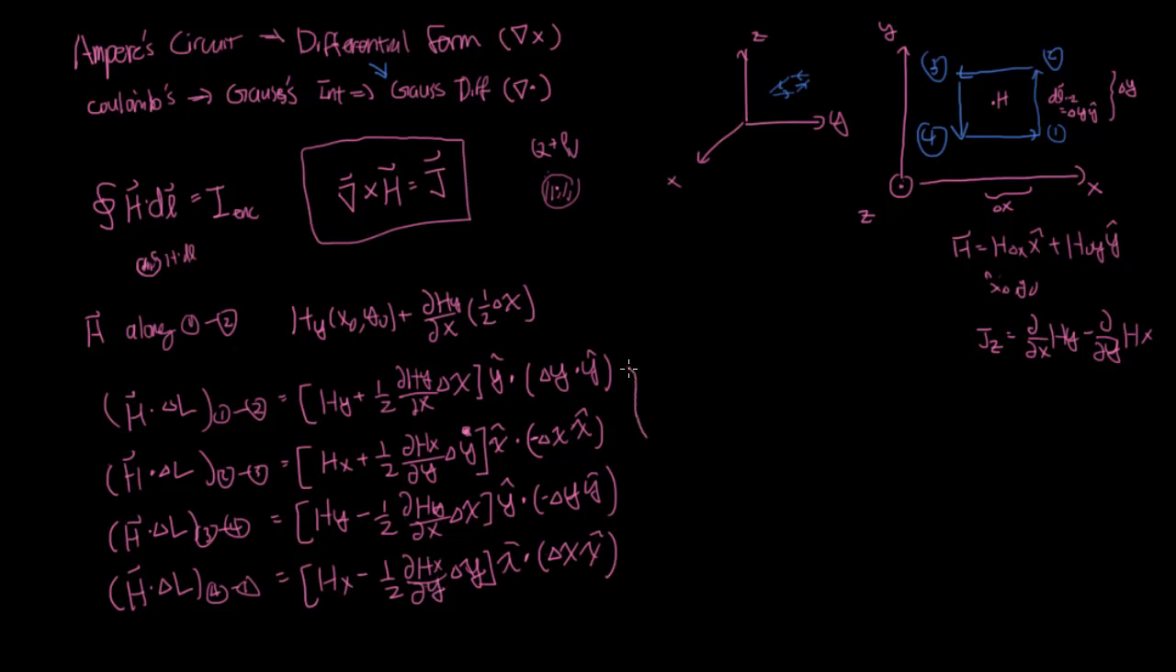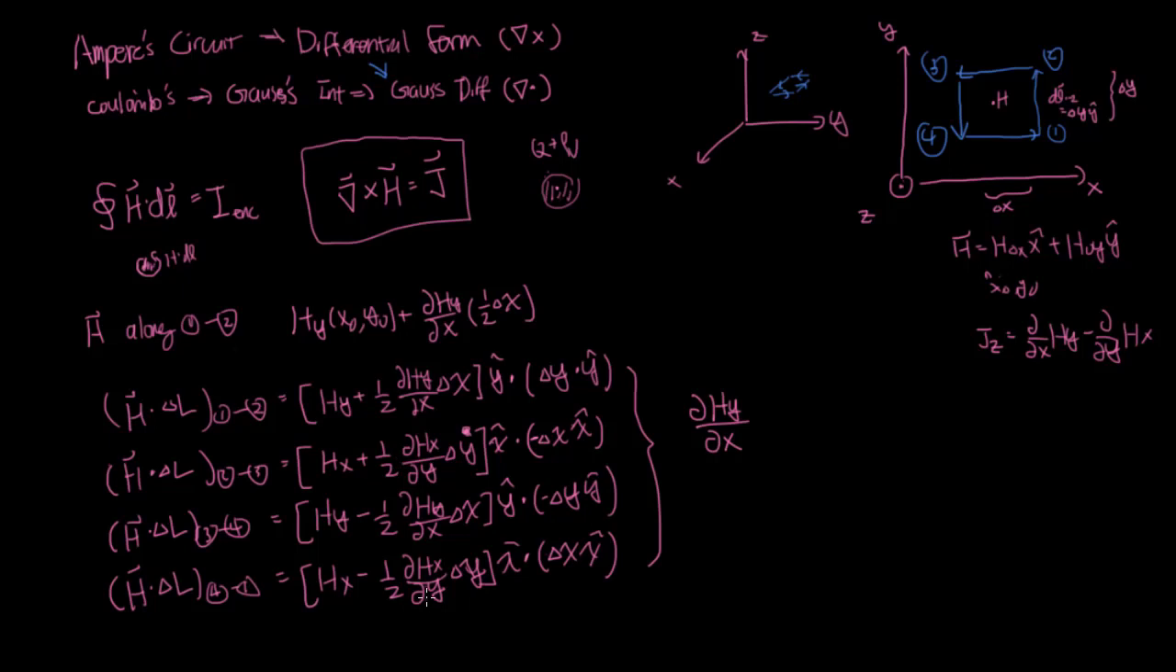So now let's add all four of these together. If we add all these together, you'll see that the Hy's cancel, because this Hy and there's a negative sign here, so these two Hy's cancel, and these two add together. So you're going to get, therefore, dHy over dx.